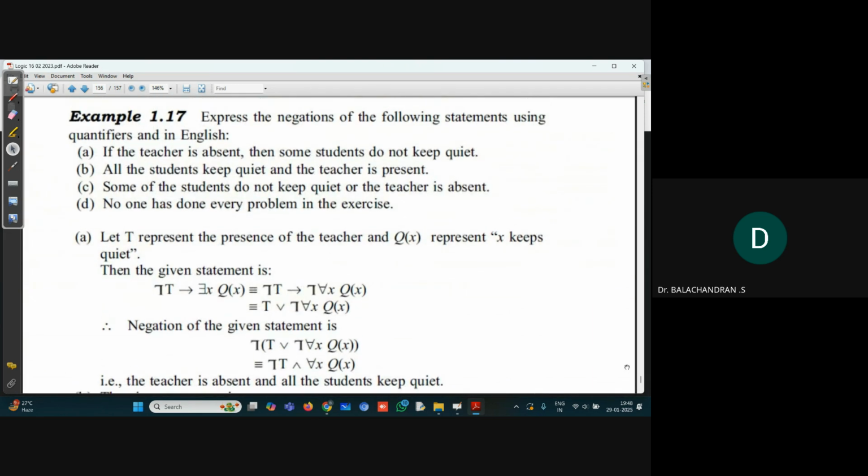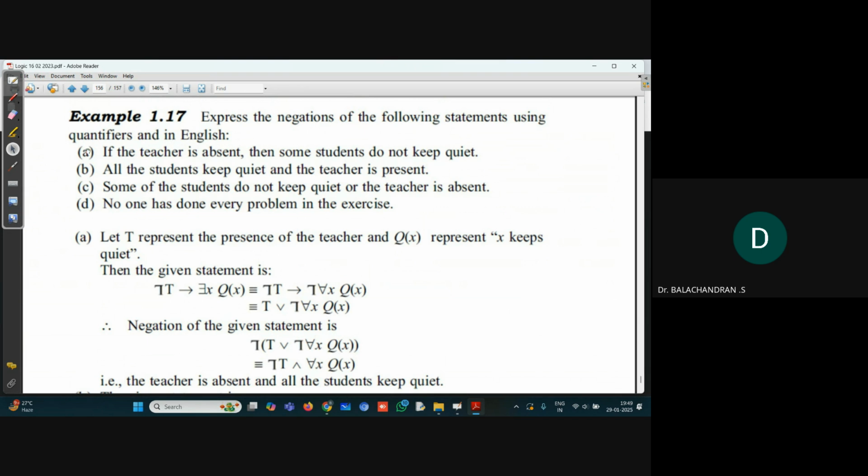And then the last problem. Maybe today this is the last problem. Tomorrow I'm going to start relations. So today logic is over up to this problem. Express the negation of the following statements using quantifiers and in English. First sentence: if the teacher is absent, then some students do not keep quiet.